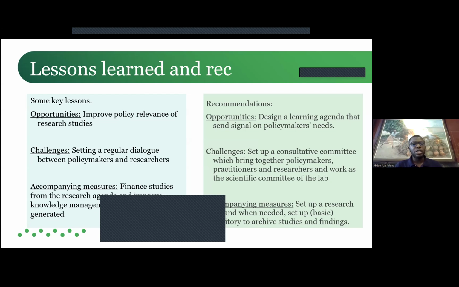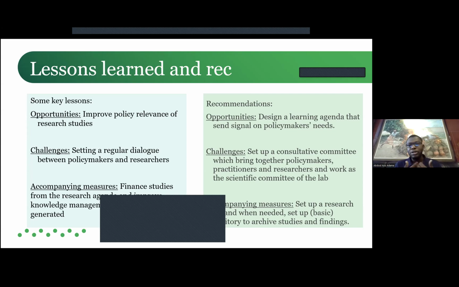And the third one is to find measures to support the initiative, like financing those research studies, but also making sure that we are doing better in terms of knowledge management. Based on those lessons, there are some recommendations and actions that have currently been done. We already talked about the research and learning agenda that has been built and endorsed by the ministry to send a signal to researchers on the needs.